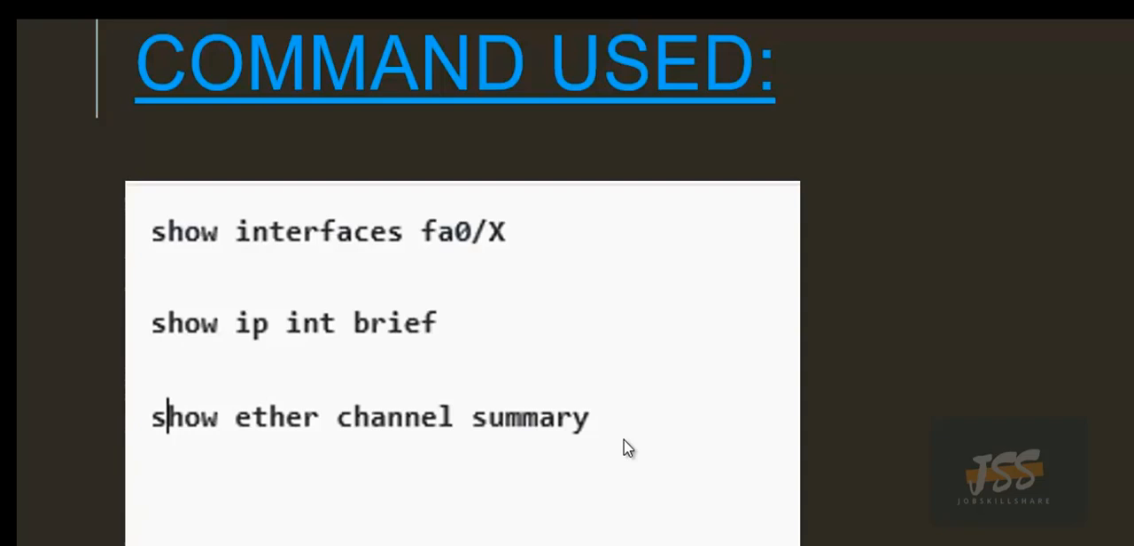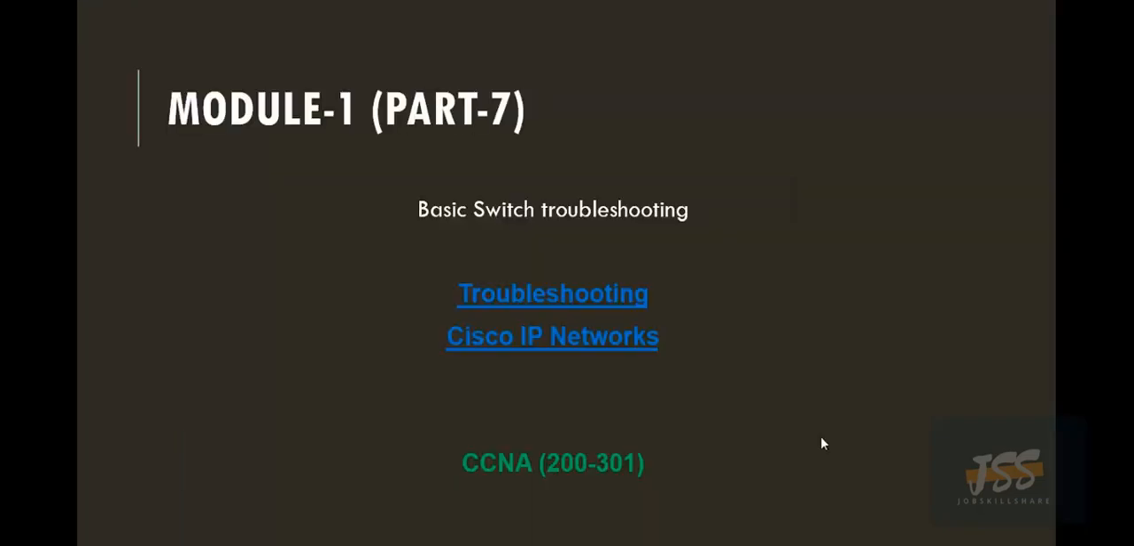Thank you. This is module 1 part 7. We are dealing with basic switch troubleshooting in this module of troubleshooting Cisco IP networks. This CCNA track will be very beneficial for you. You can learn how to troubleshoot the failovers and the errors in your network, and make it optimal and optimize the network.